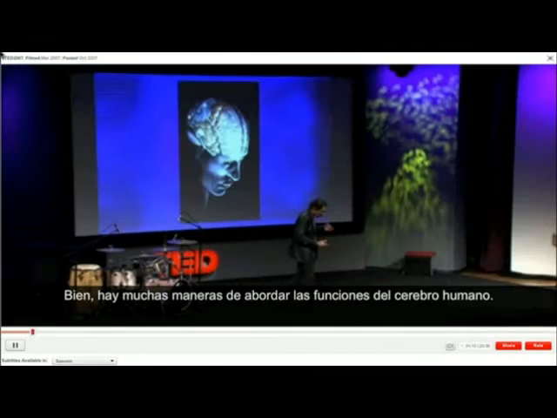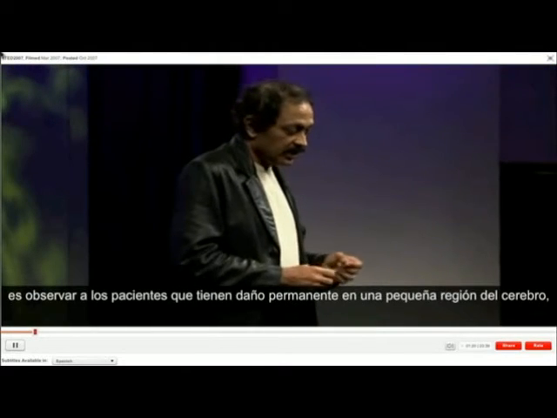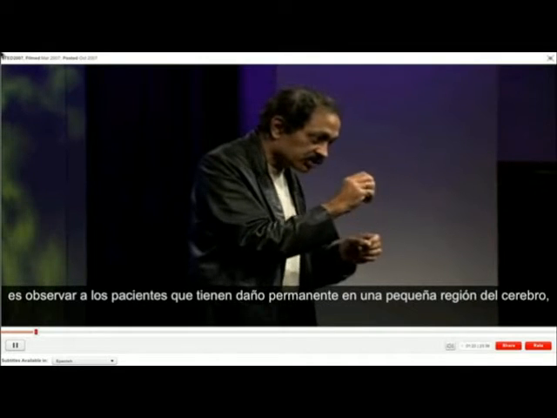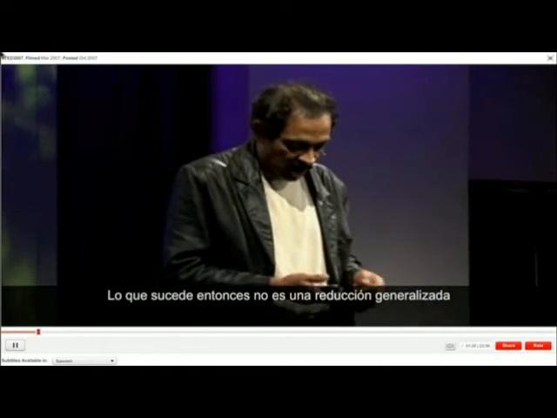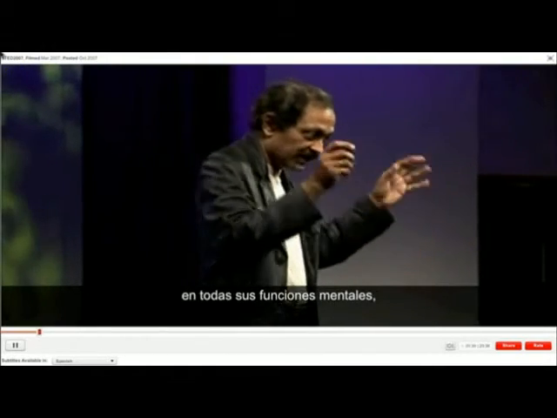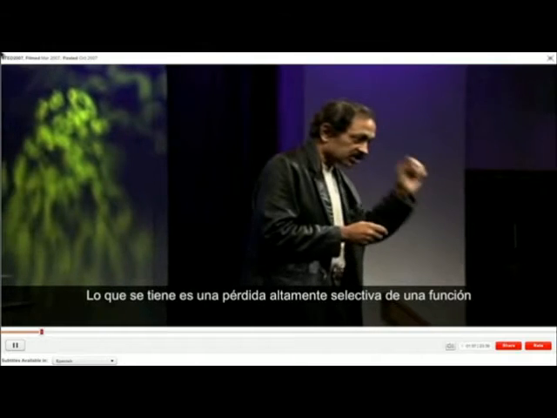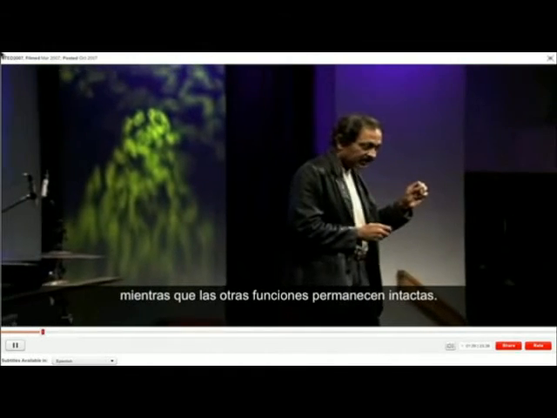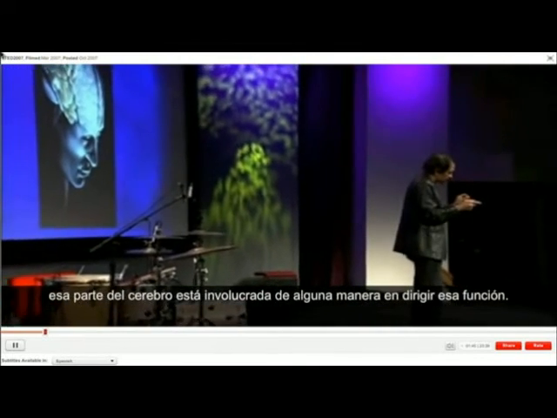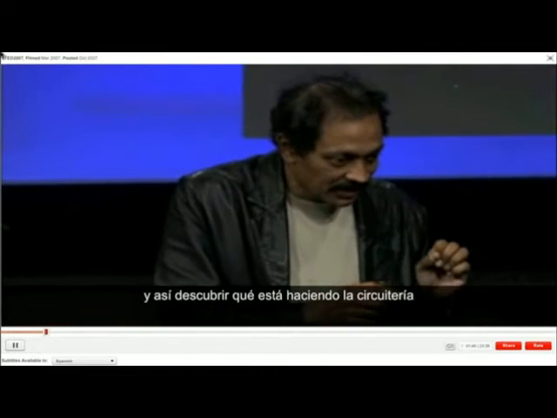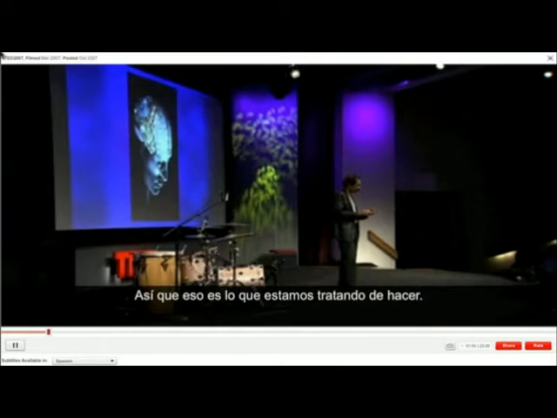How does this happen? Well, there are many ways of approaching the functions of the human brain. One approach, the one we use mainly, is to look at patients who have sustained damage to a small region of the brain, or there's been a genetic change in a small region of the brain. What then happens is not an across-the-board reduction in all your mental capacities, a sort of blunting of your cognitive ability. What you get is a highly selective loss of one function with other functions being preserved intact. And this gives you some confidence in asserting that that part of the brain is somehow involved in mediating that function. So you can then map function onto structure and then find out what the circuitry is doing to generate that particular function. So that's what we're trying to do.